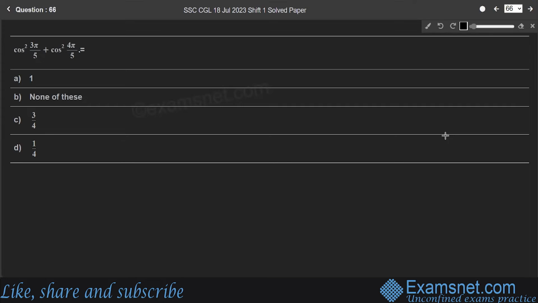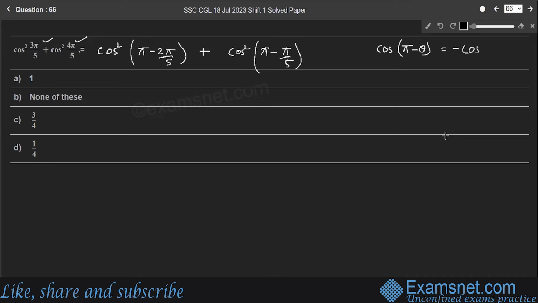Question 66. Cos square 3 pi by 5 plus cos square 4 pi by 5 is equal to. Here students, we can write 3 pi by 5 as pi minus 2 pi by 5, right? So it becomes cos square (pi minus 2 pi by 5), right? Plus cos square 4 pi by 5 can be written as pi minus pi by 5, right? We know that cos of pi minus theta is always minus cos theta, right? So apply the same rule here. So the given expression equals minus cos square, right?